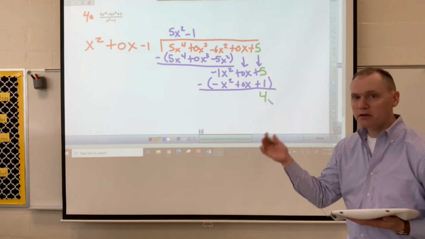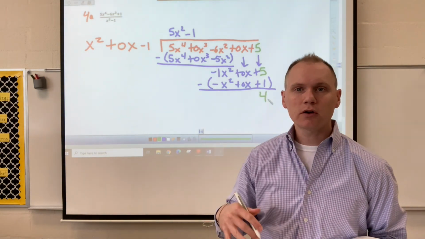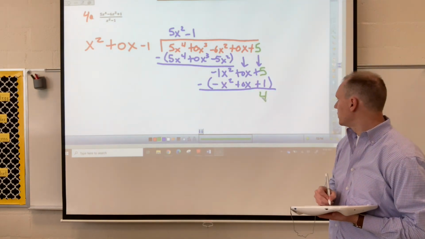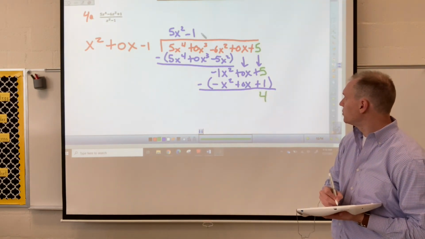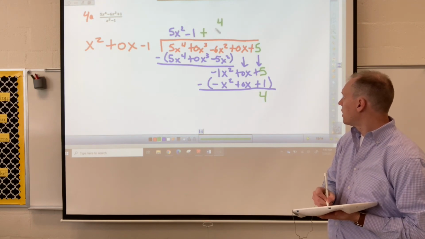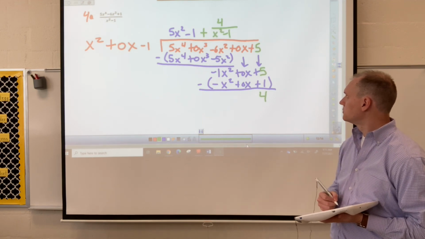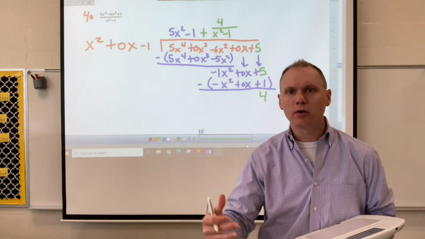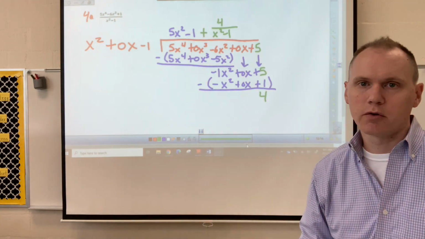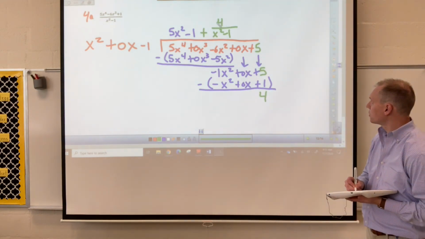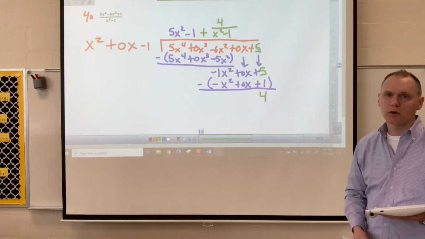So if we made that change, this would no longer be a factor of this quartic function, and this would be the remainder. So the answer then would be 5x squared minus 1 plus 4 over the divisor, which is x squared minus 1. So that's how that would change. I just wanted to show you another example of when there's a remainder involved. So it would be plus 4, that's the remainder is 4, over x squared minus 1.